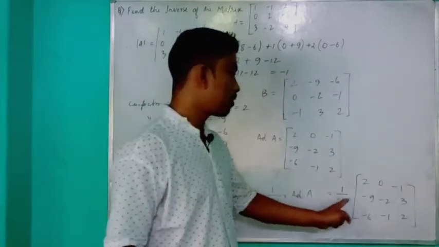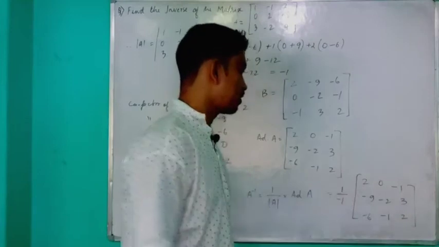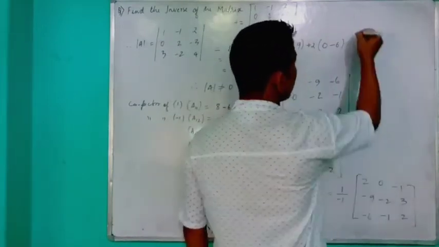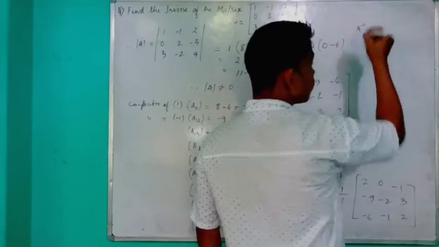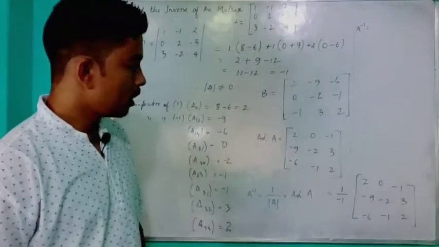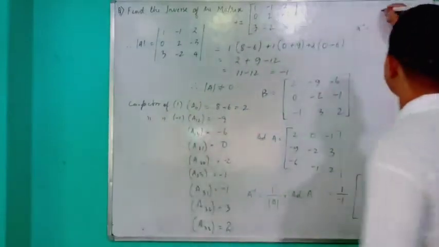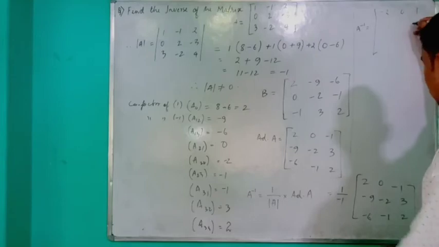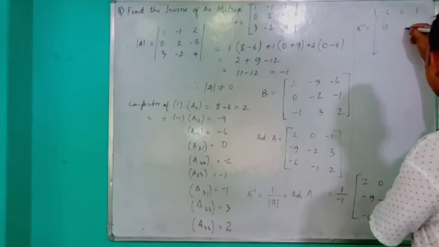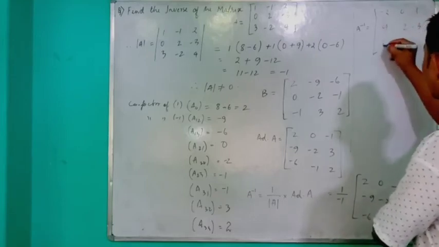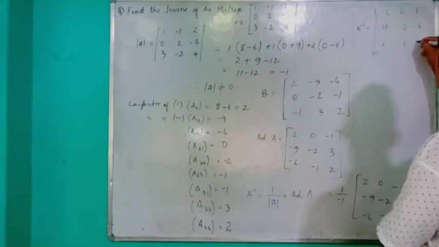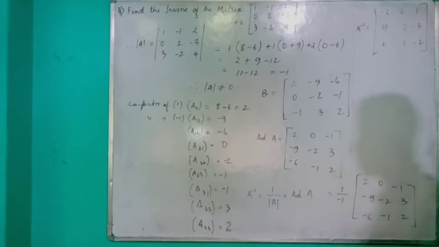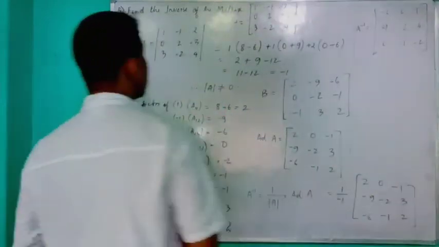Okay, so finally what will I do? I'll simply multiply each of the elements of the given matrix with the minus sign. On doing so, I'll get the A inverse. Since there is no place, I'll write here. So A inverse will be equal to, I'll simply change the sign, so this will be equal to minus 2, 0, 1, 9, 2, minus 3, 6, 1 and minus 2. Okay, so this is how we find the adjoint as well as the inverse of the given matrix.